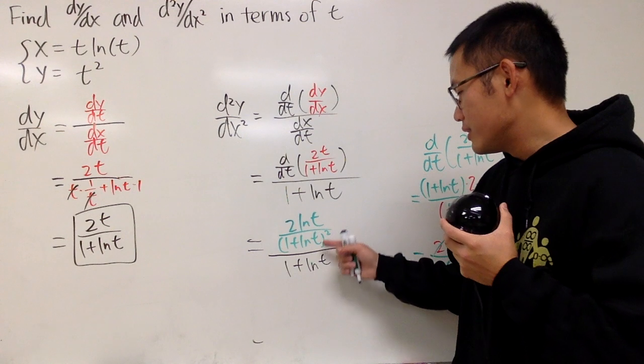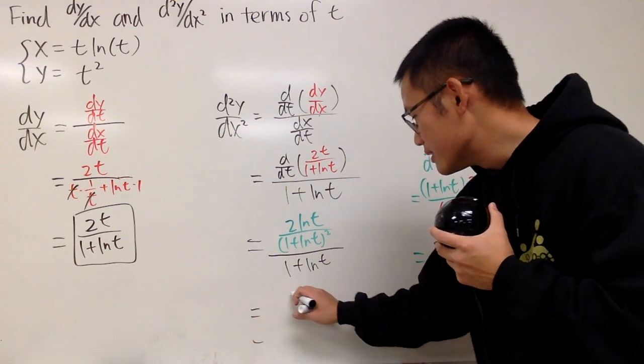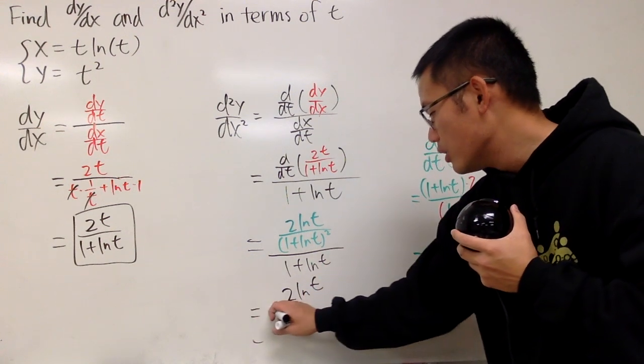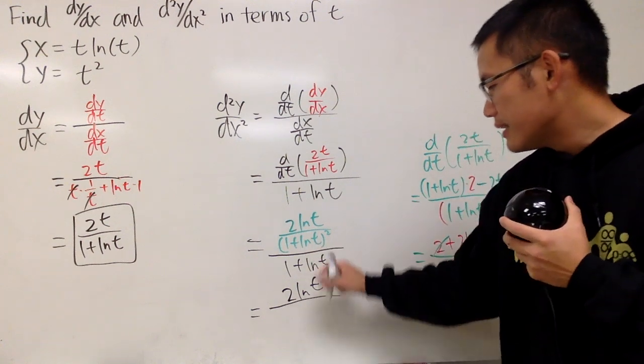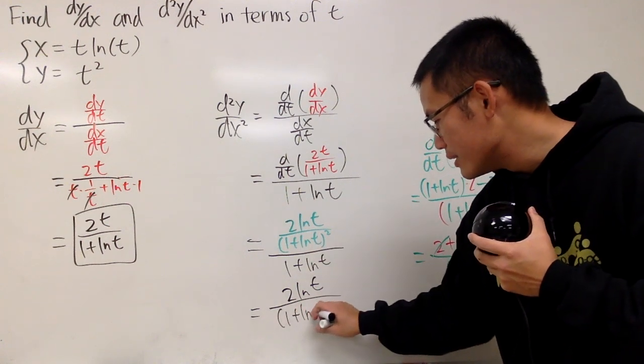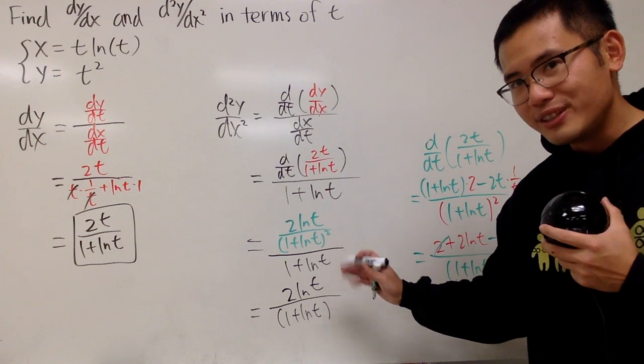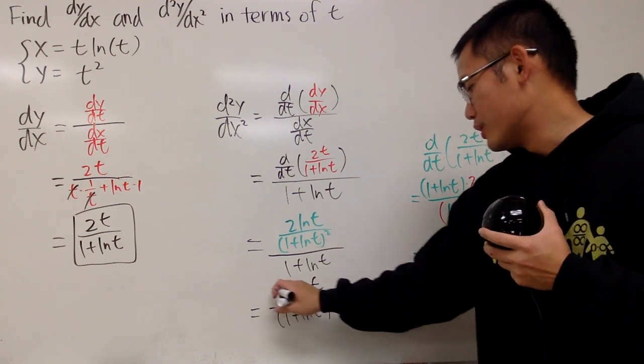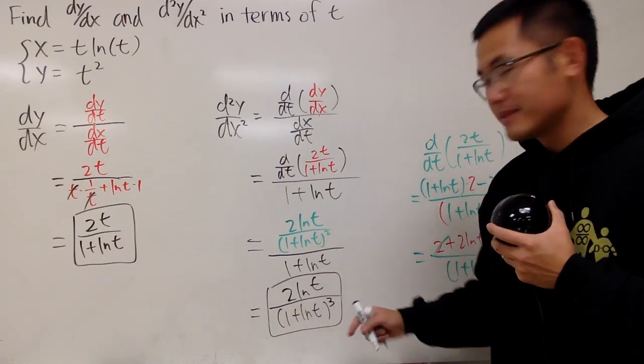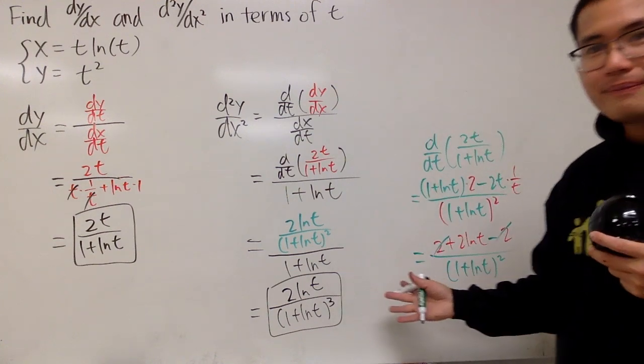In the end, what can we do? Well, of course, you can bring this down. So all in all, this is 2 ln t over this and that. So we get 1 plus ln t altogether raised to the third power. So, yeah, that's it.